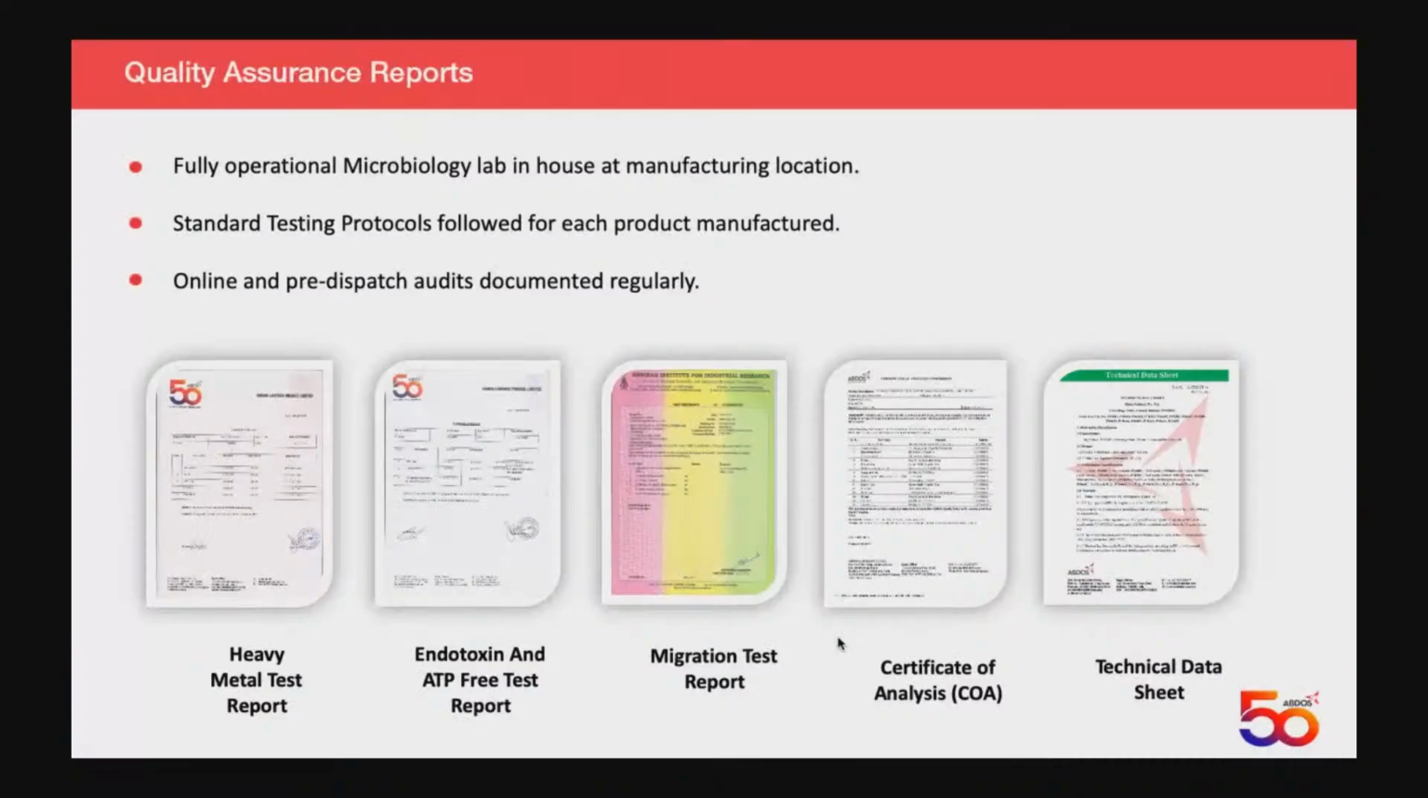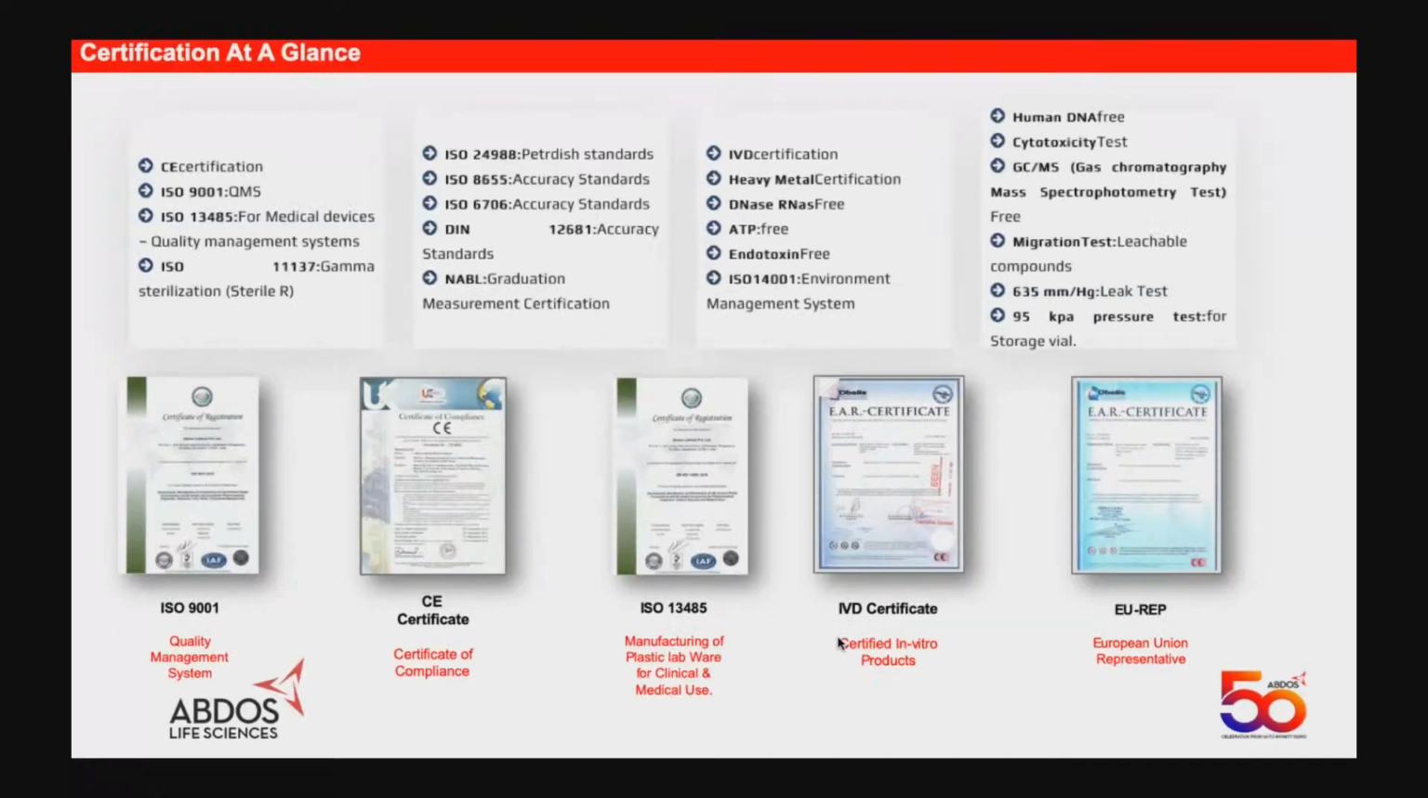These are certain quality certificates which we have got, like the heavy metal test report, endotoxin and ATP free test certificate, migration test certificate, certificate of analysis, and technical data sheet, which are already available on our website. These are certain more certificates at a glance. These are the quality management system certificates, certificate of compliance for manufacturing of plastic labware for clinical and medical use. We have been certified for in vitro products, and we are also the European Union representative.